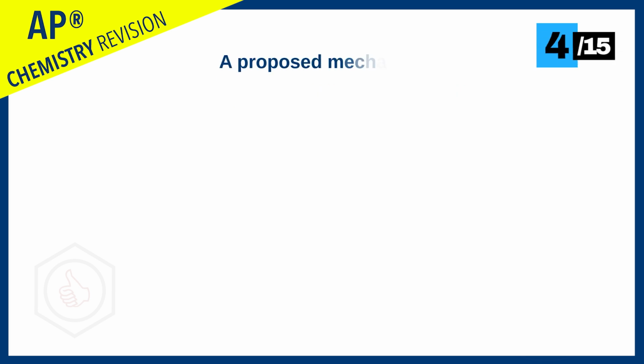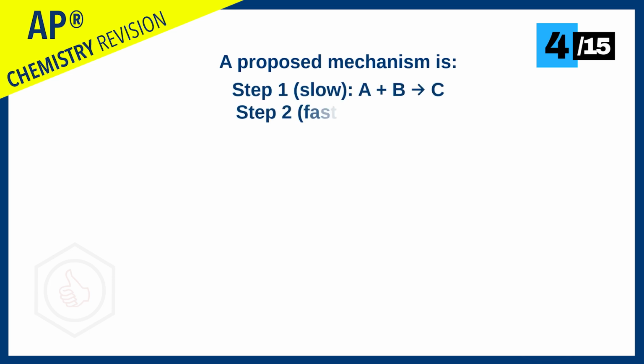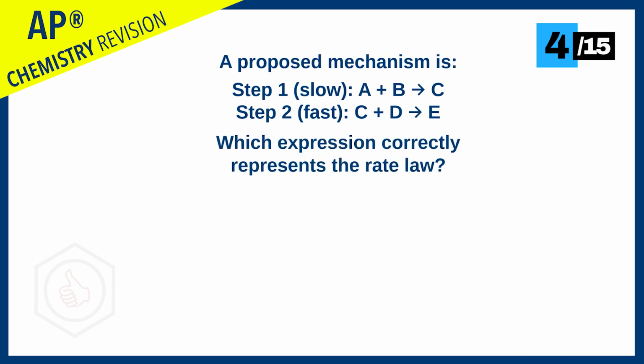A proposed mechanism is step 1, which is a slow step with A plus B going to form C, followed by step 2, which is a fast step, C plus D going to form E. Which expression correctly represents the rate law for this overall reaction?